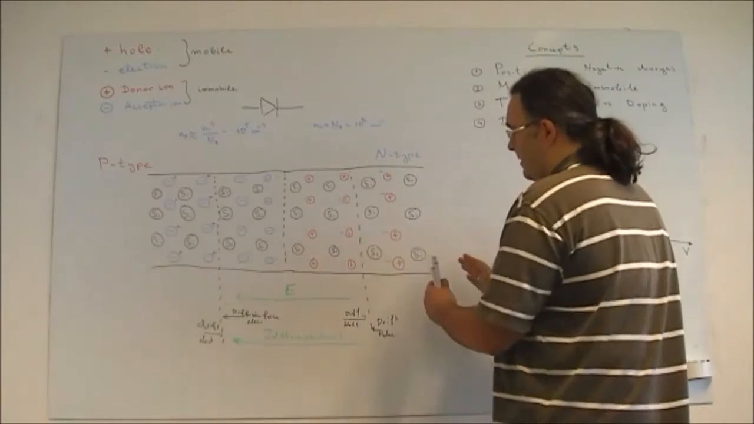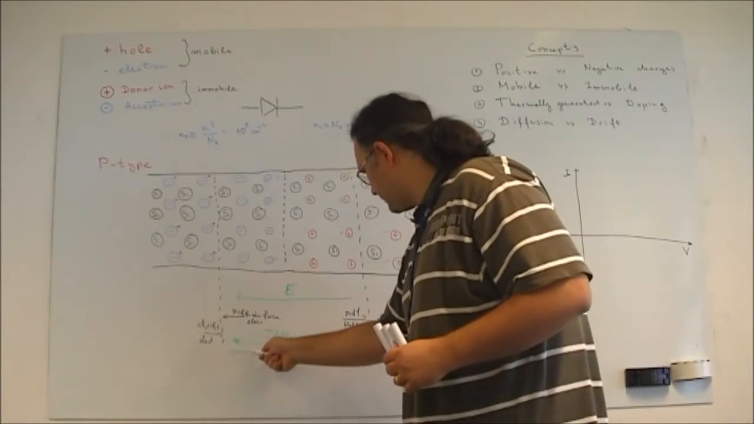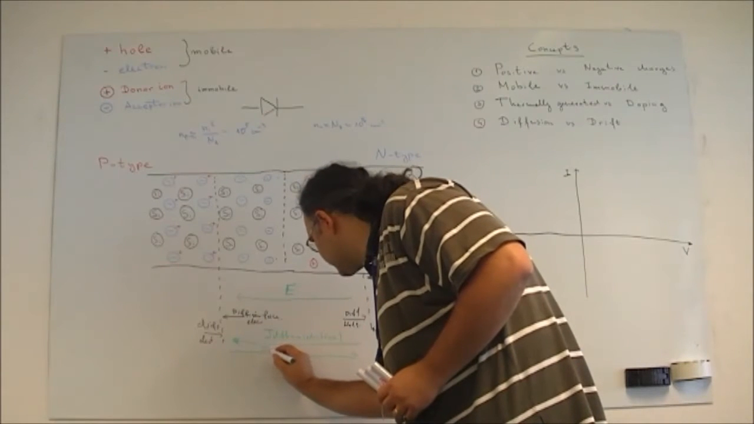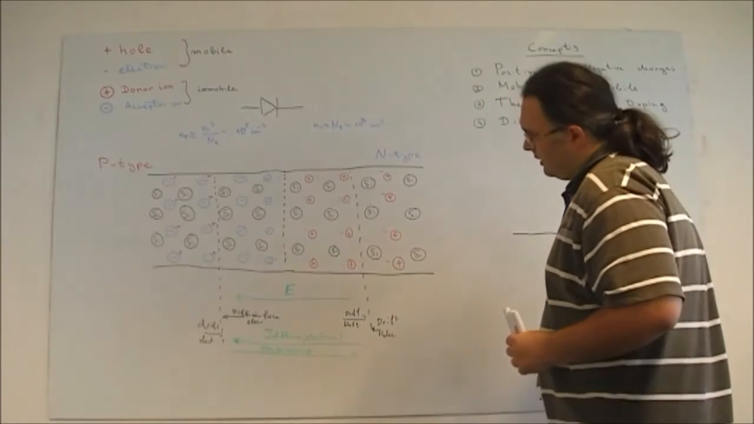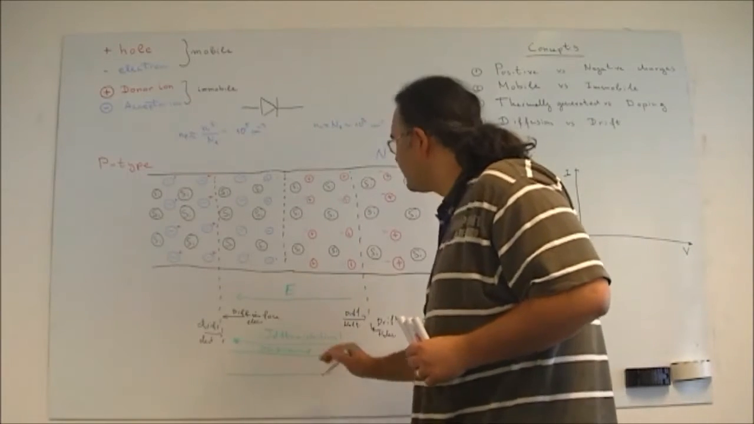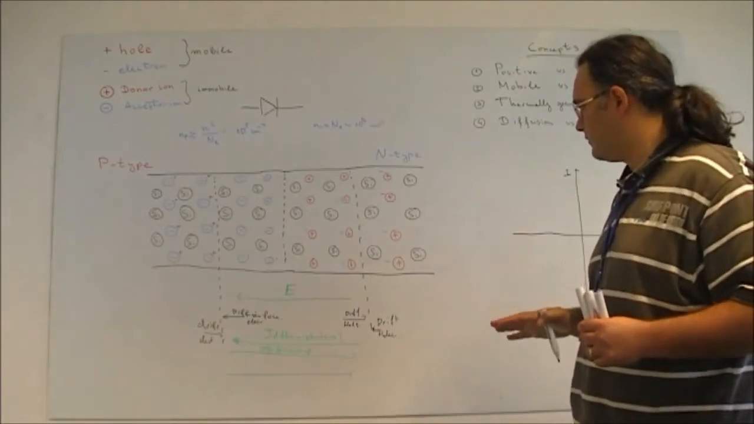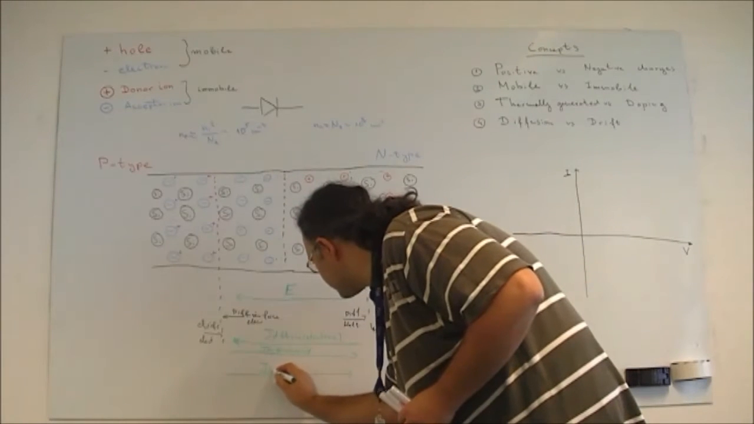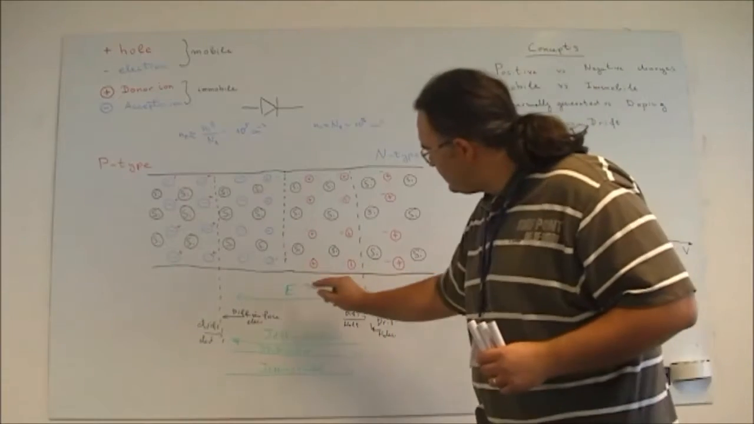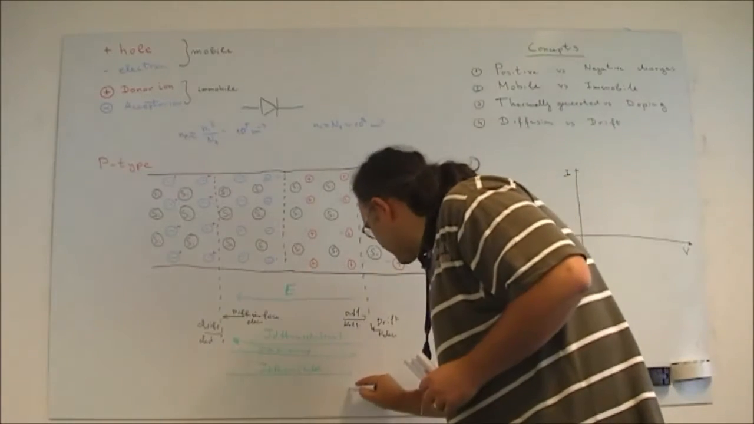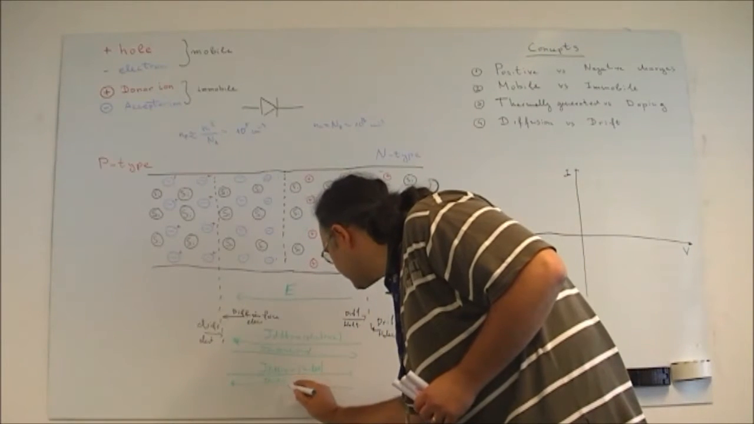Electrons want to go from areas of high concentration to areas with low concentration, but due to this electric field, there will be a drift current for the electrons. The same with the holes. From this side, area with high concentration of holes, to area of low concentration of holes, we will have diffusion of holes. And due to this created electric field, from this side to this side, we will have drift of holes.